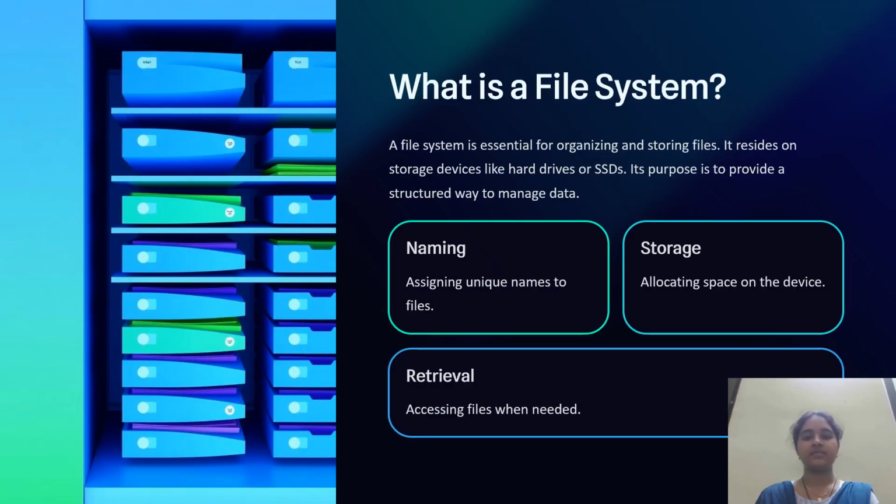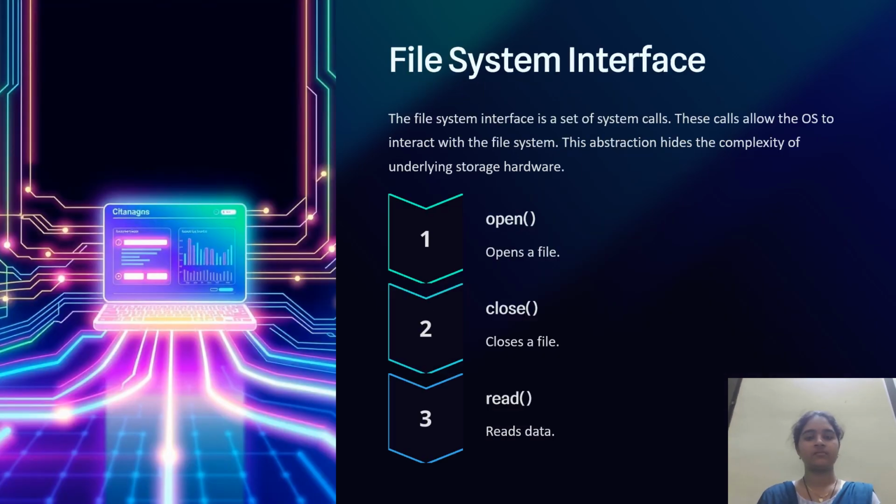What is a file system? A file system is essential for organizing and storing files. It resides on storage devices like hard disks or SSDs. Its purpose is to provide a structured way to manage data. Naming: assigning unique names to files. Storage: allocating space on the devices. Retrieval: accessing files when needed.